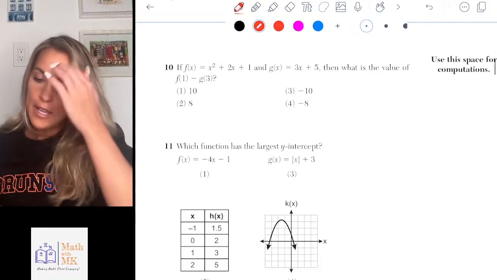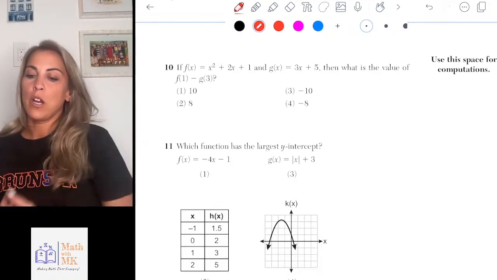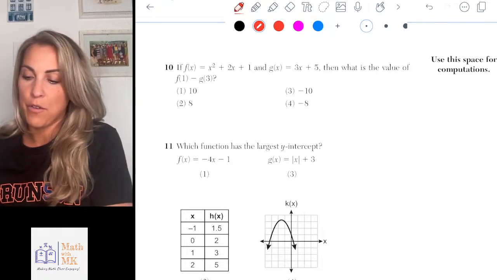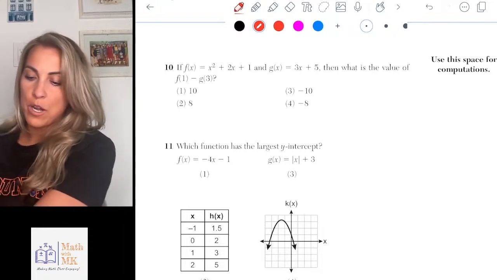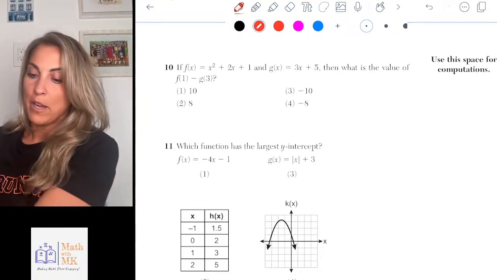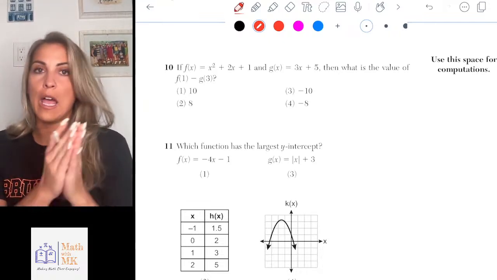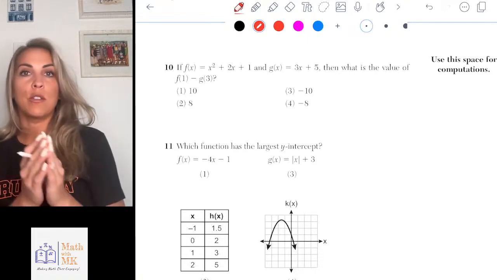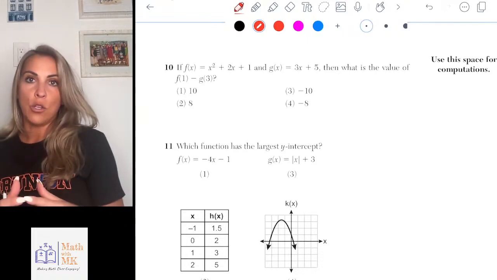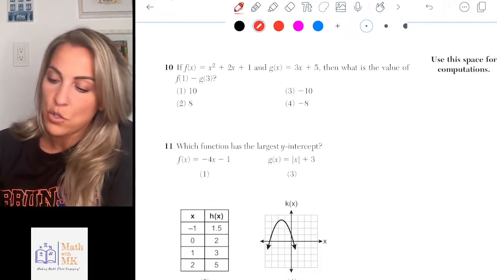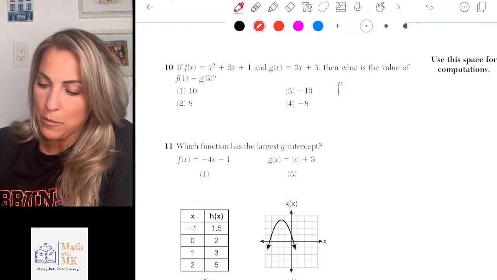Number 10, if f of x equals x squared plus 2x plus 1 and g of x equals 3x plus 5, what is the value of f of 1 minus g of 3? So my advice to you here is to organize your work. You know that you have to find f of 1, and then you know you have to find g of 3, and then finally you have to subtract them. But organize that work for finding each of those first. So let's work on f of 1.